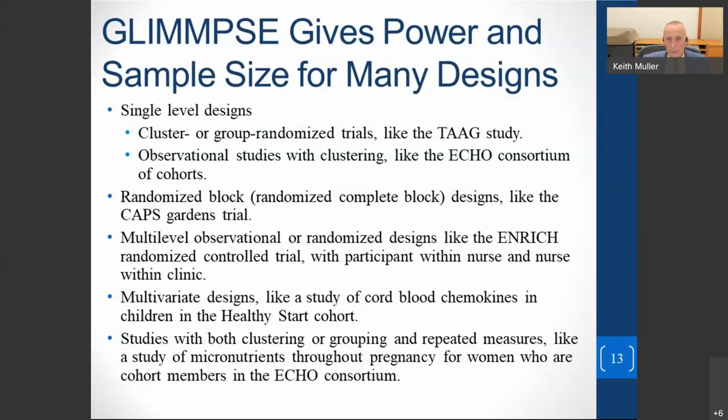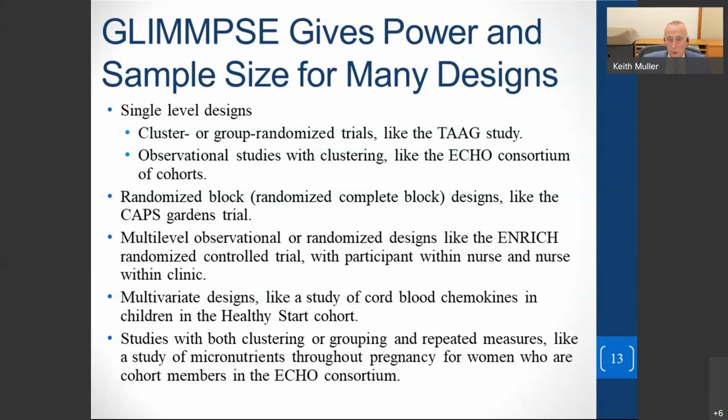Multi-level observational or randomized designs were used with the ENRICH randomized controlled trial. In that situation, we had participant nested within nurse and nurse nested within clinic. Multivariate designs involve having outcomes that aren't in the same metric.